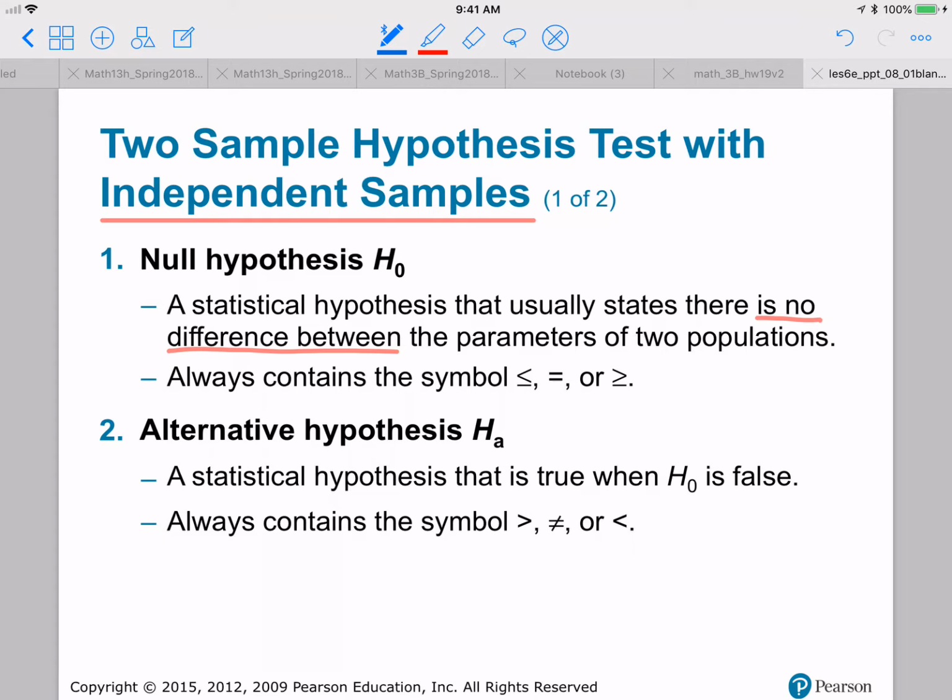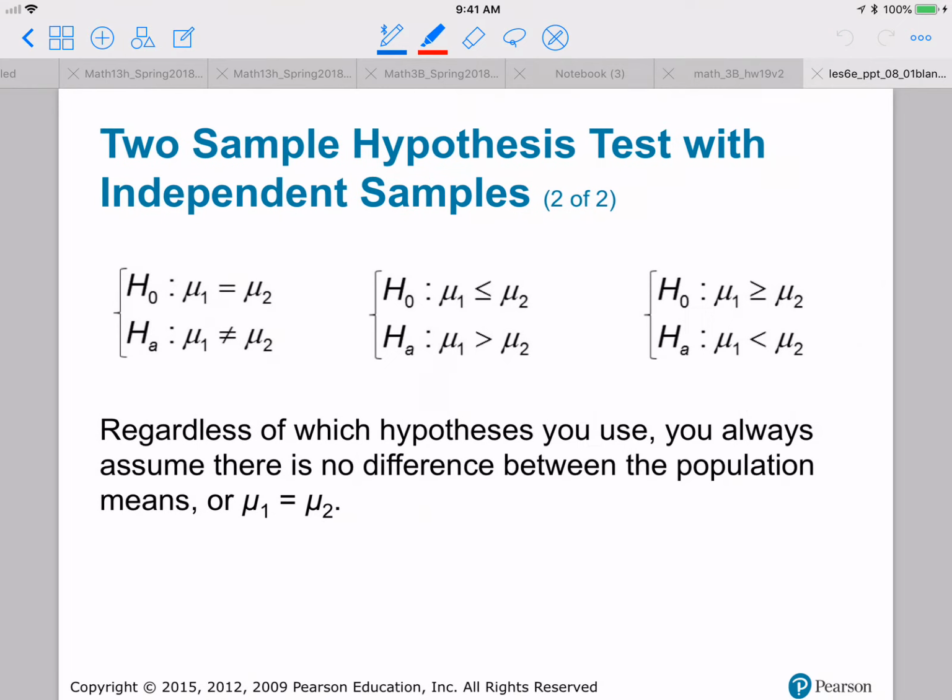Either way, the null hypothesis is always going to contain statements of equality. So equal to, less than or equal to, greater than or equal to. And the alternative hypothesis will include statements of inequality. Greater than, less than, not equal.